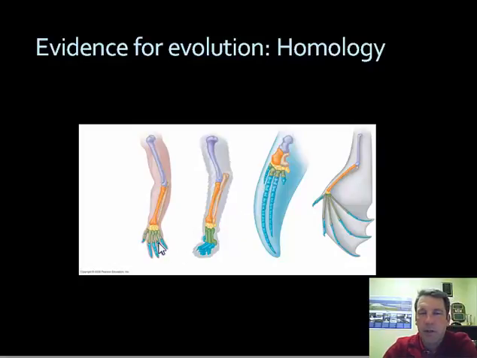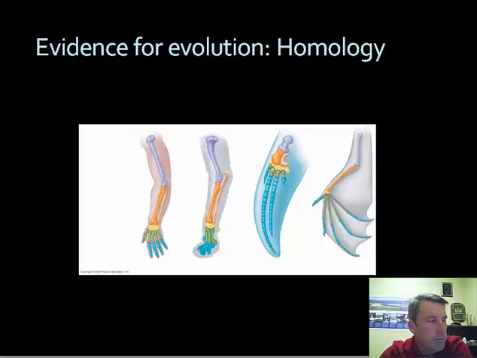This is a human forearm, front leg of a cat, I believe, front flipper of a whale, and the wing of a bat. And if you look at these structures, there's a lot of similar design here, a lot of similarity in these structures. Two forearm bones here, two bones there, two bones there, two bones there. And there's a very similar pattern as you look at those four different animals.